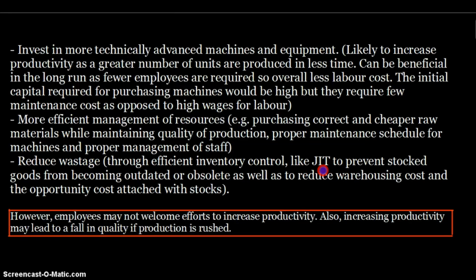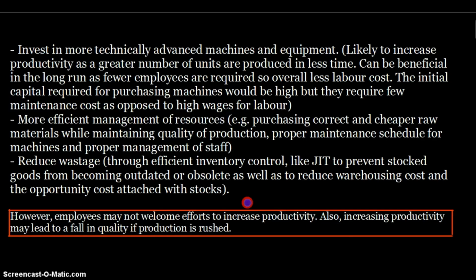JIT generally involves the just-in-time inventory method, where when a customer places an order to you, only then you place the order to the supplier, so that you get the supplies only after you have received an order. The benefit of this is that it prevents stocked goods from becoming outdated or obsolete, as well as reducing warehousing cost and the opportunity cost attached with stocks.